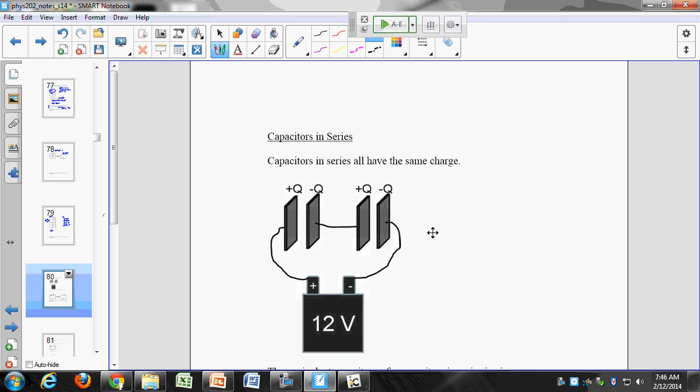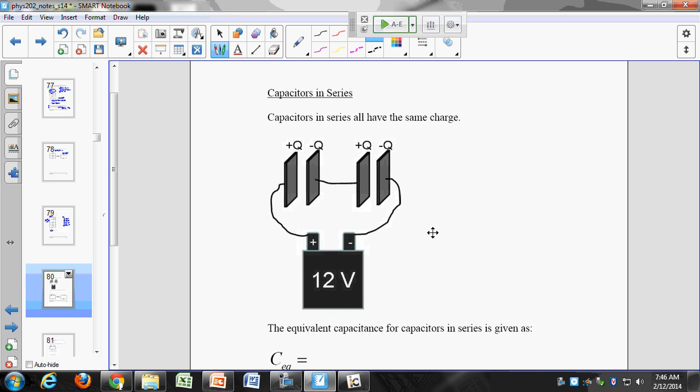Now with capacitors in series, we're going to have a similar set of rules like we did with capacitors in parallel. Let's see if we can remember all the rules. Capacitors in parallel have the same what? Voltage. To find the equivalent, you do what? You just add them up. And Q is equal to CV. So those are our three rules for capacitors in parallel.